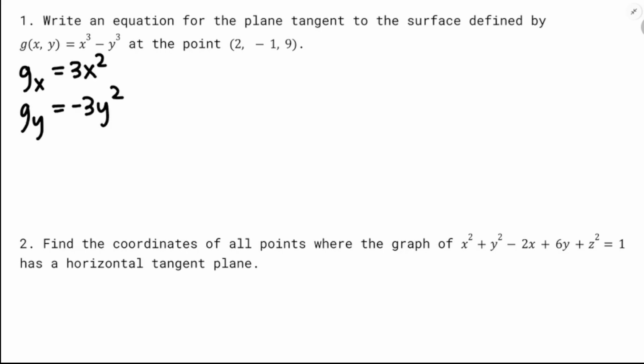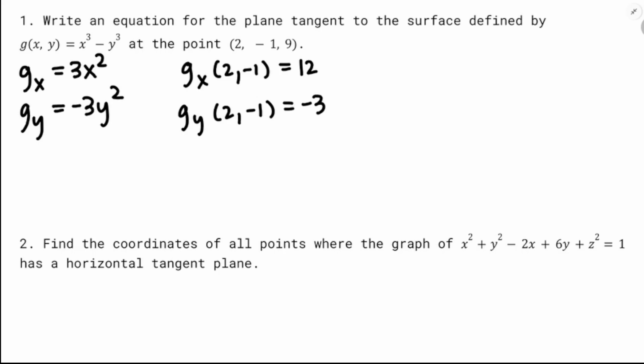Okay, at the point, g_x of 2 and negative 1, that's just going to be 3 times 4 is 12. g_y at the point where x is 2 and y is negative 1 is going to be negative 3 times positive 1. And so I'll have z minus 9 equals 12 times x minus 2 minus 3 times y minus negative 1.